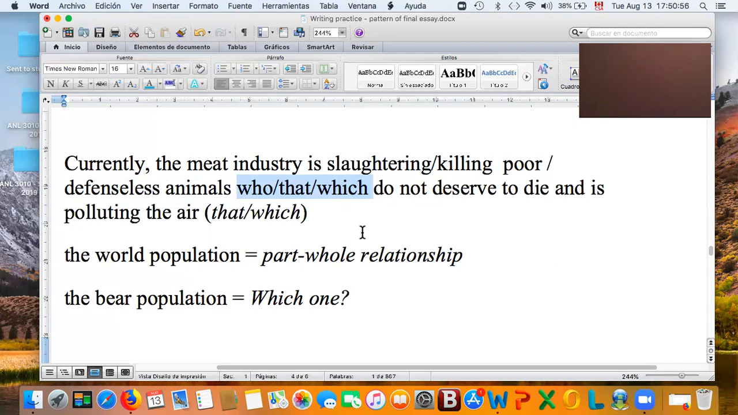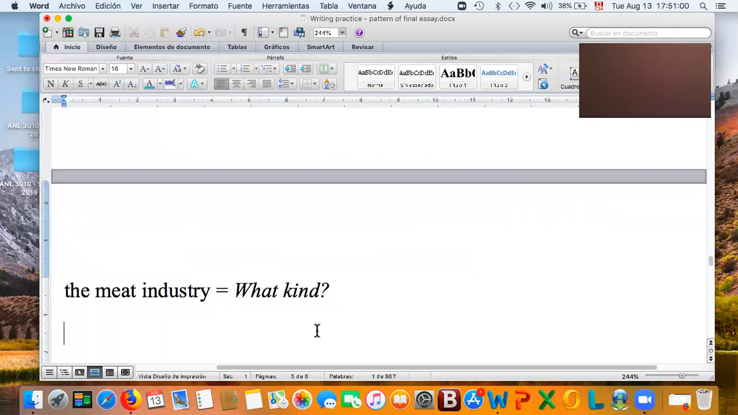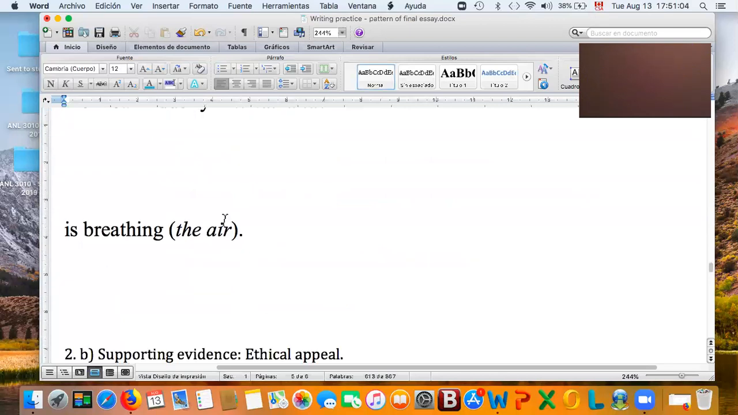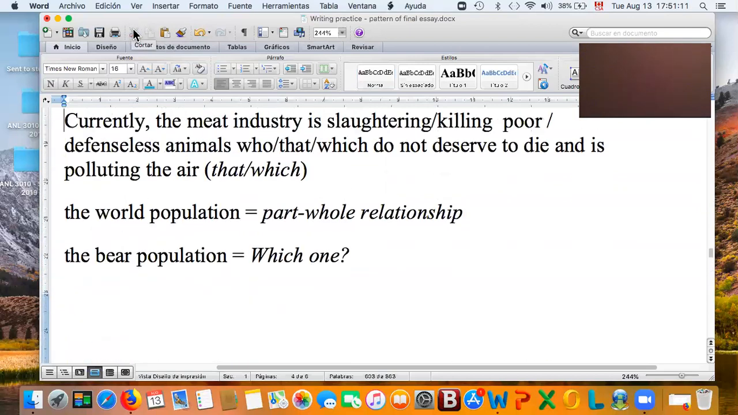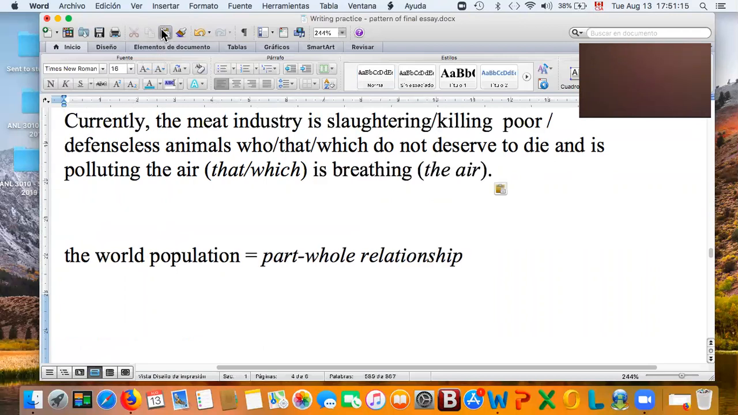And is polluting the air. Careful, there's another adjective clause here. Just a minute, where is it? Let me grab this part back here, okay? Right. The air is polluting the air that the world population, I'm putting it back together again here.